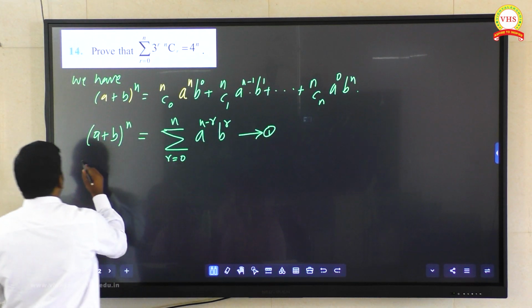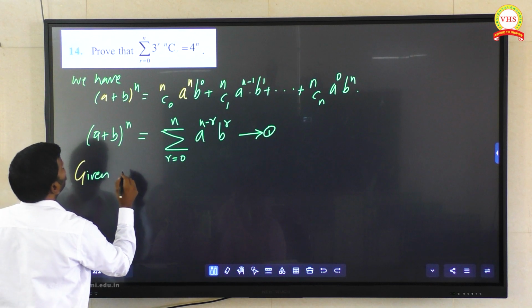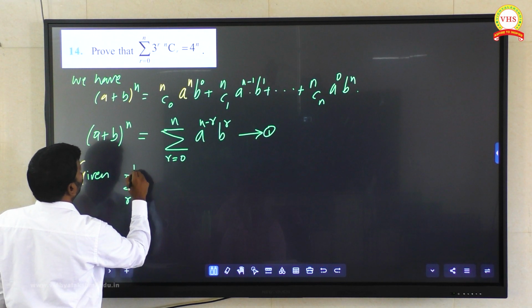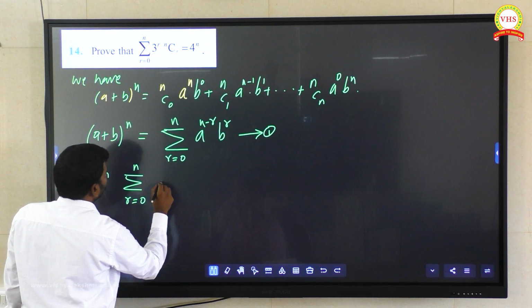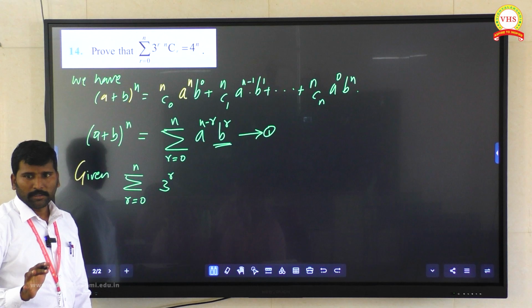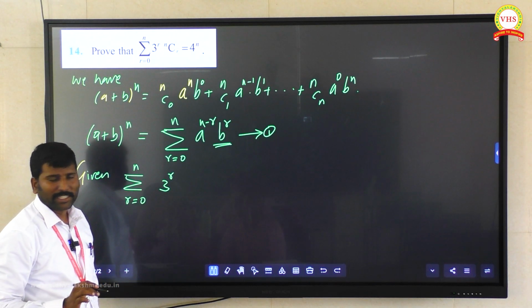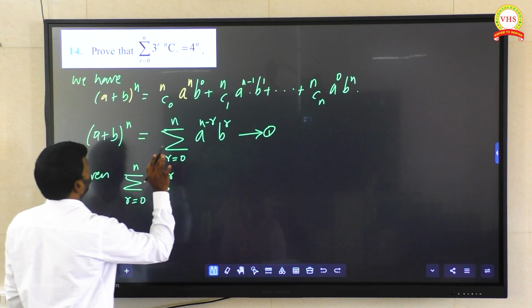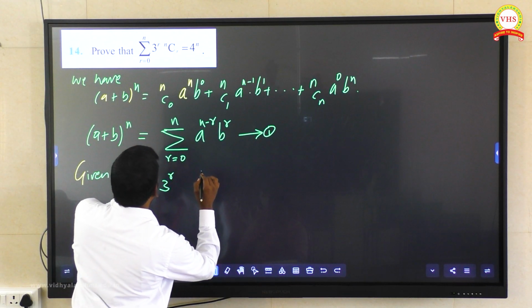Let it be 1. Given, you take sigma r equal to 0 to n, 3 power r. Where will you be getting r? B. Then what is the b value here? 3. Understand? The b value here is 3. Then what is the a value we have to find? Okay, let's see.